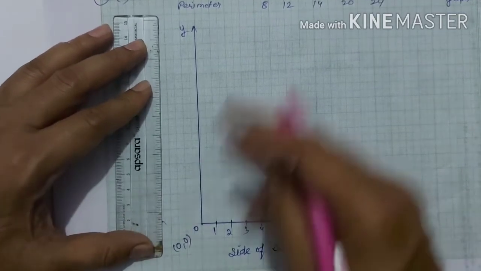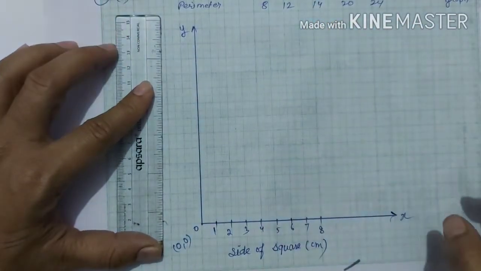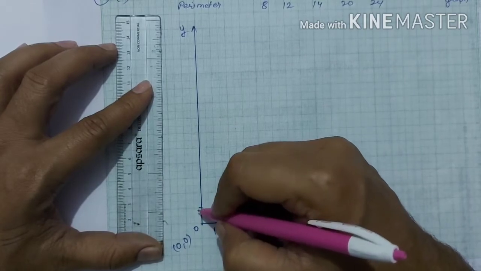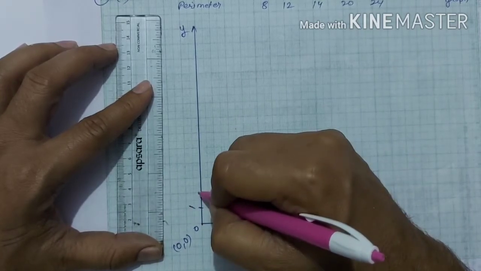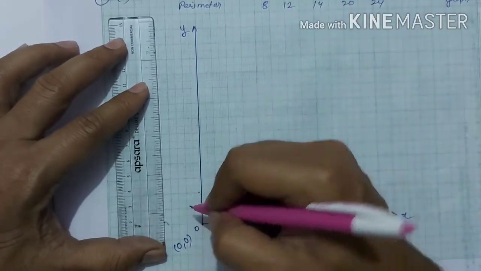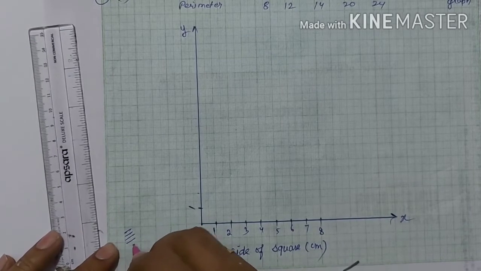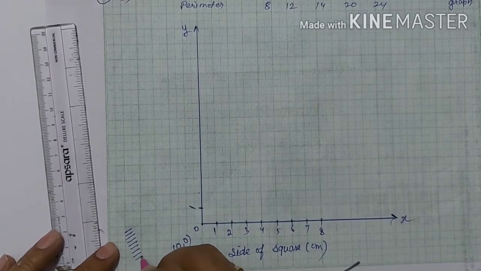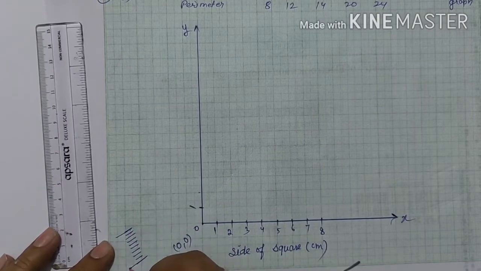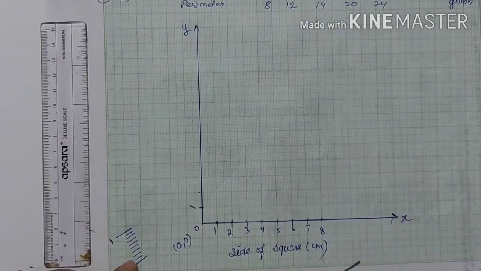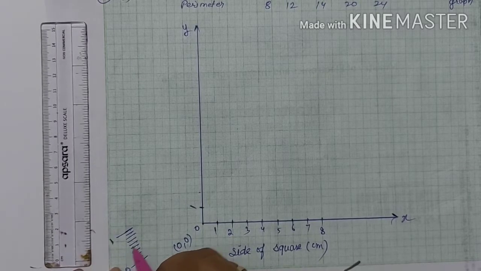Here will be 8, 12, 14. One unit is very big, so in this one block there are 10 lines. Suppose you draw one line as 0.1, 0.2, 0.3, and the middle point is 0.5.